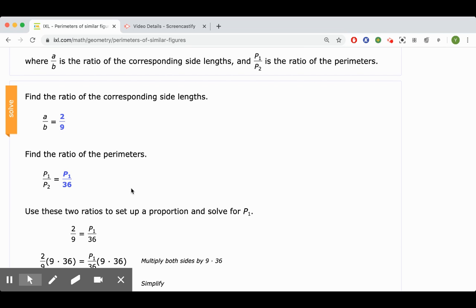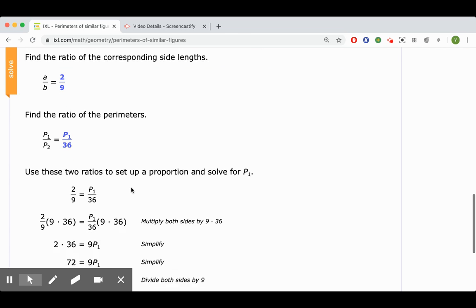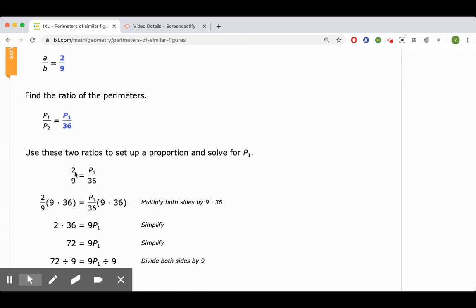And this sets up a proportion. You probably remember from an earlier lesson that the scale factor ratio, whatever they call it, is the same as the perimeter ratio. So they set that up. 2 over 9 equals P sub 1 over 36.